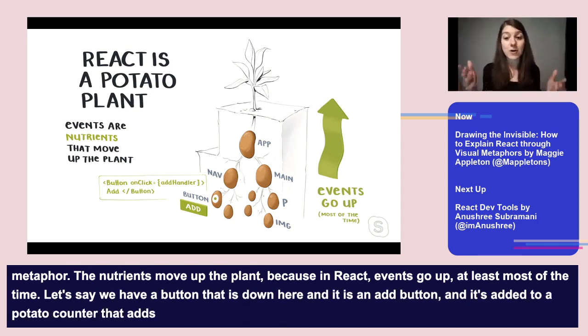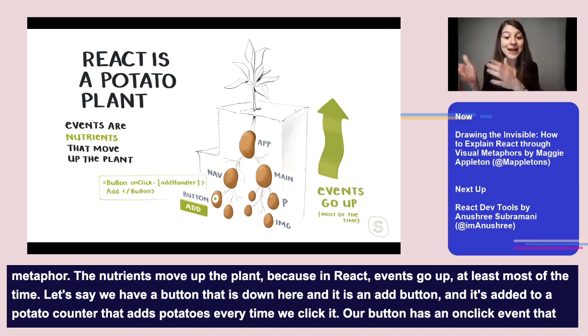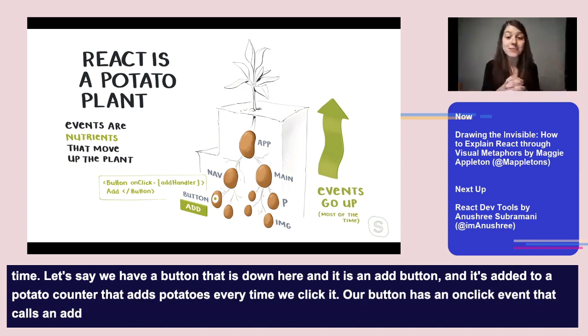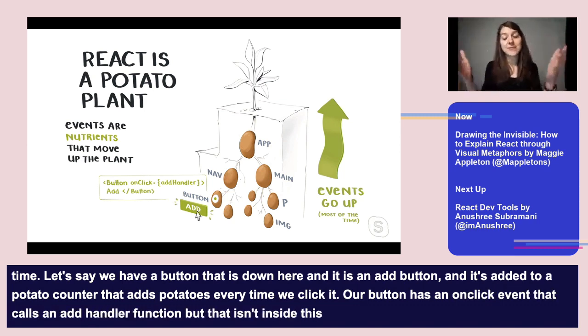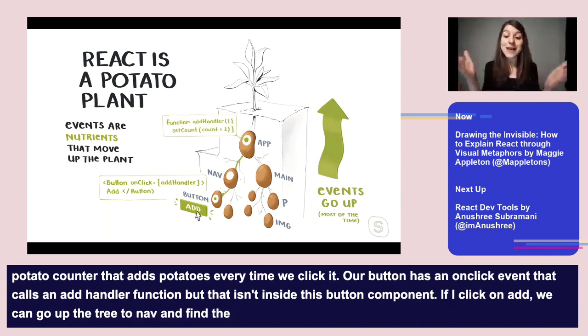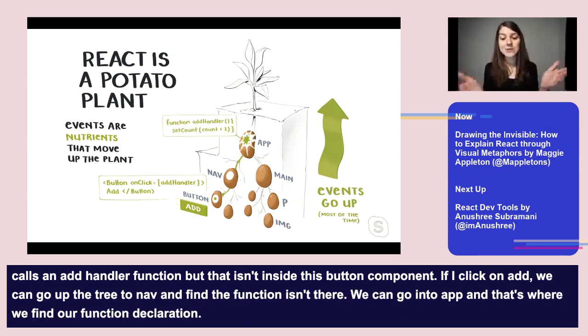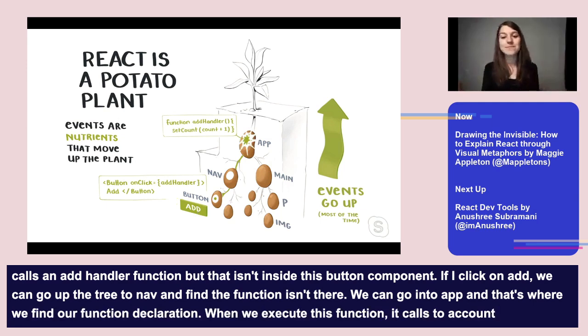And our button has an onClick event that calls an add handler function. But that add handler function isn't inside this button component. So if our user clicks on add, we go up the tree into nav, but we find that the function isn't there. So we go up into app, and that's where we find our function declaration.